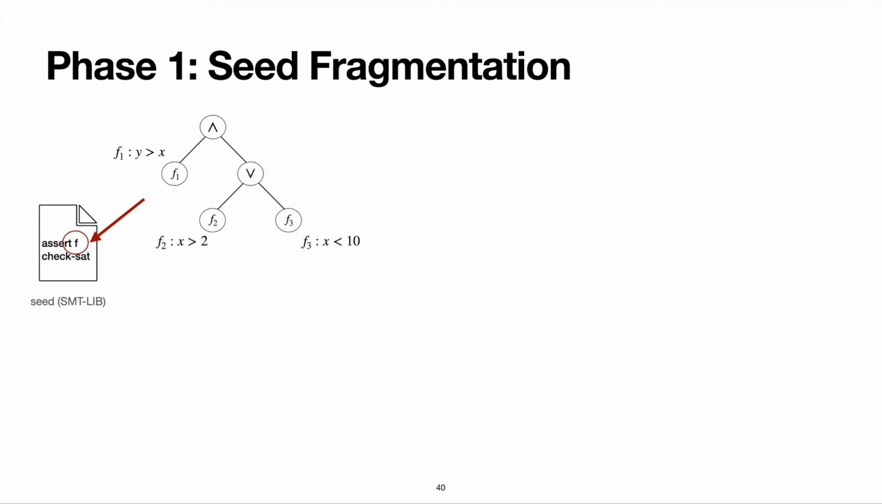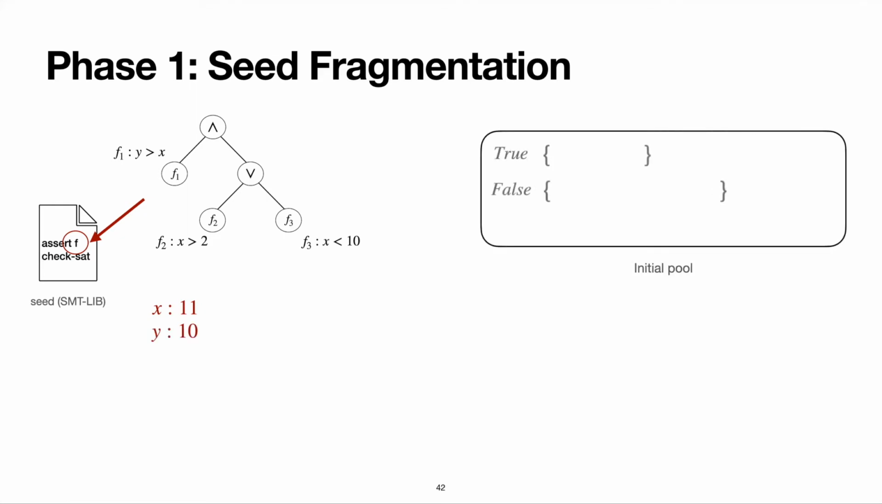As a first step, we generate a random assignment for all the free variables in the seed instance. Let's say 11 to x and 10 to y. Next, we recursively evaluate all the subformulas on these random variable values to populate an initial pool. So for example, formula f3 on this value of x is false, because x is not less than 10. So we will copy f3 to the false set in our initial pool. Next, f2, which is x greater than 2, is true, and hence we copy this formula in the true set.